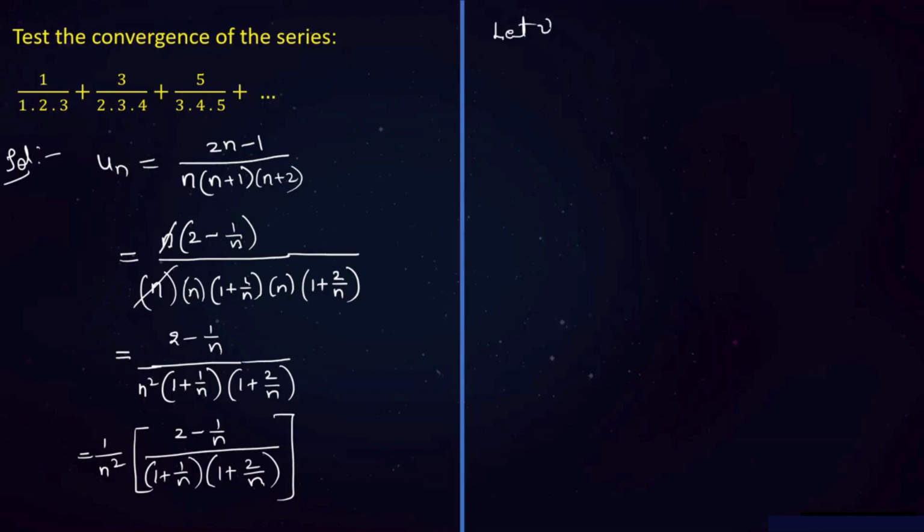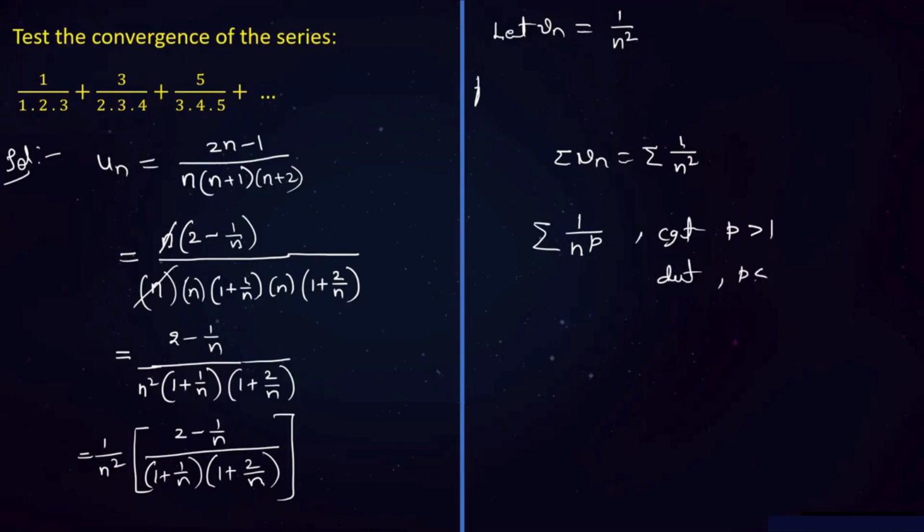So let Vn equal 1 by n square. When we take 1 by n square as Vn, we need to choose summation Vn. When it is summation 1 by n square, you should recall immediately the P series. What the P series says is, when you have summation 1 by n power p, depending on this power p, we have convergence. The series is convergent when p is greater than 1, and the series is divergent when p is less than or equal to 1. Keeping these things in mind, we are going to decide whether summation Vn is convergent or not.